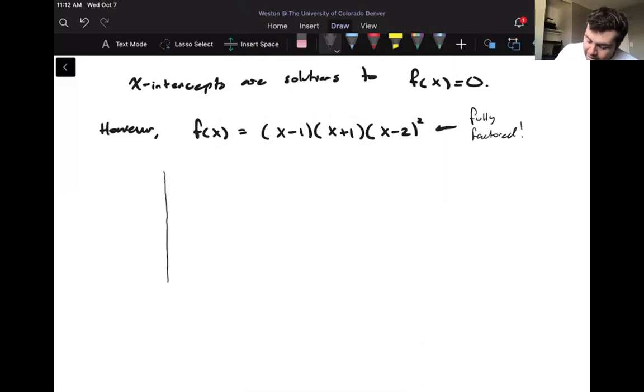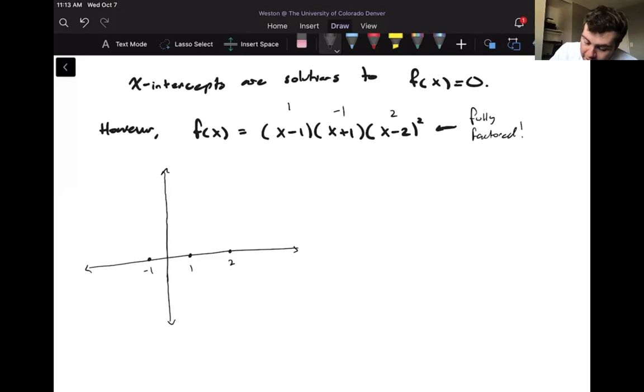And then when we want a graph, we can just sketch a little graph. We put our roots on there. So our roots are: this one gives us a root at 1. This one's a root at -1. This one's a root at 2. So we just label -1, 1, and 2.